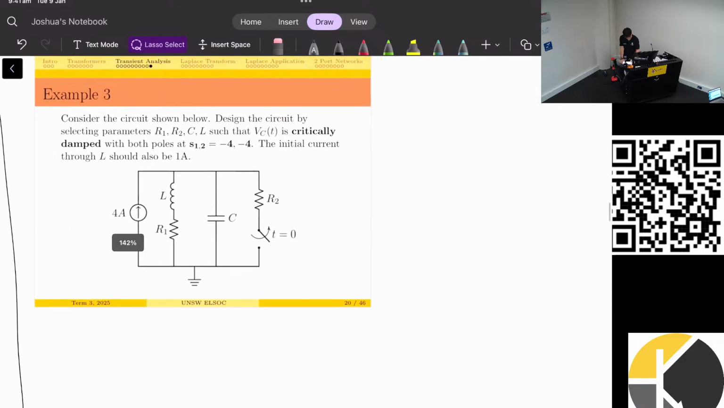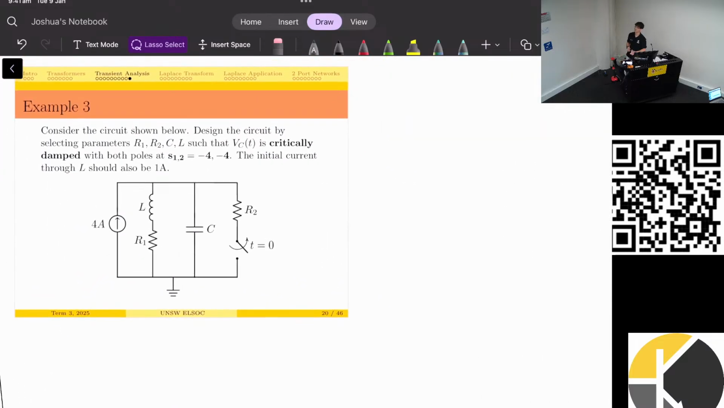Alright. So this question's a bit different. I don't think I've seen a question like this in the course before. So consider the circuit shown below. Design the circuit by selecting the parameters of all the components such that your output voltage, which is the voltage of your capacitor, is critically damped with both poles at -4, and we also want the initial current through the inductor to be 1 amp. So there's quite a few things we have to solve.